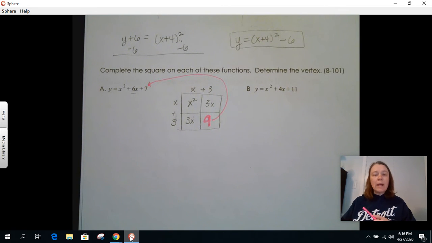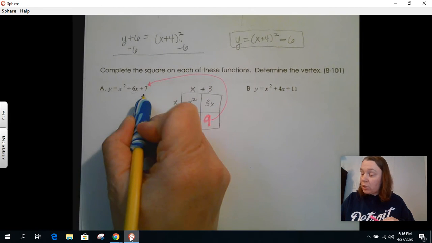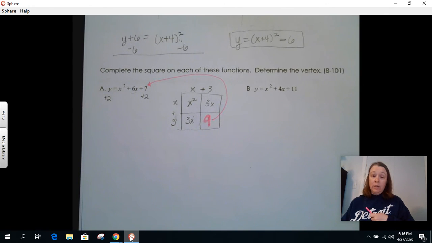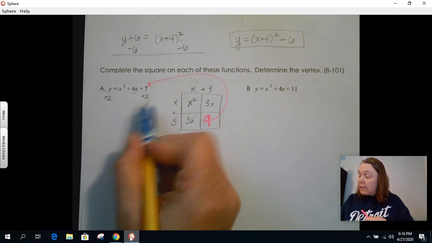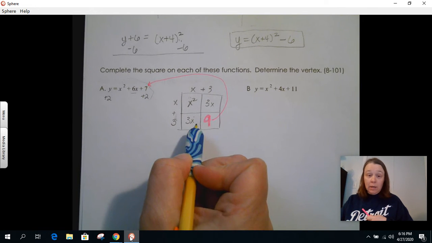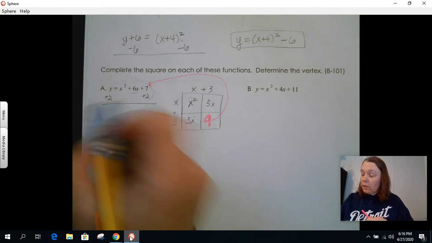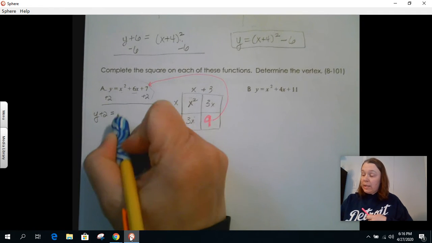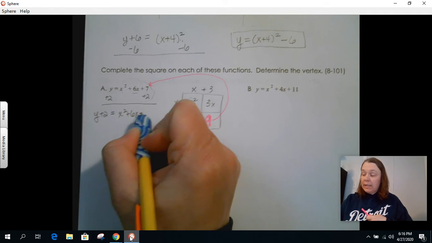Well, what do I have to add to the 7 to get to the 9? 2, right? And those were the 2 tiles that I had to add. So I have to add 2 to this side, and I have to keep it balanced, add 2 to the other side, right? So now this is equal to this box here. So I have y plus 2 equals, and this side now is x squared plus 6x plus 9.